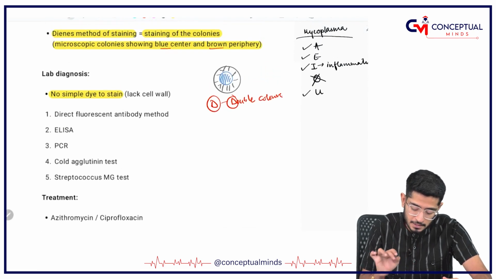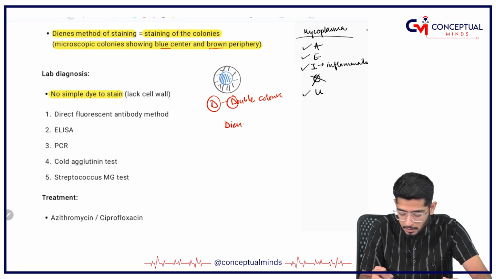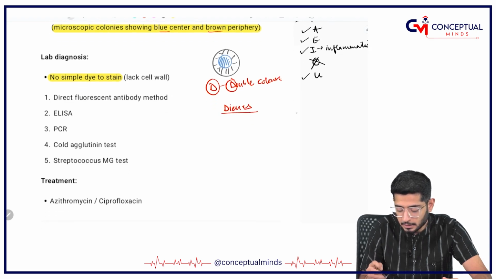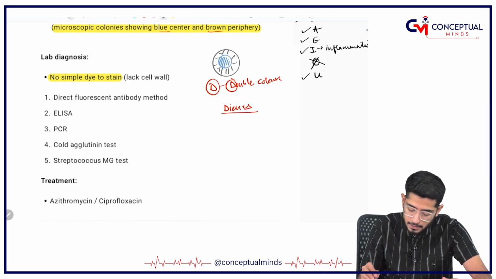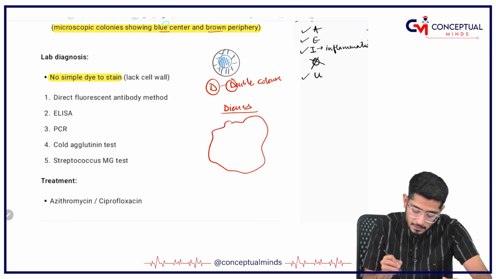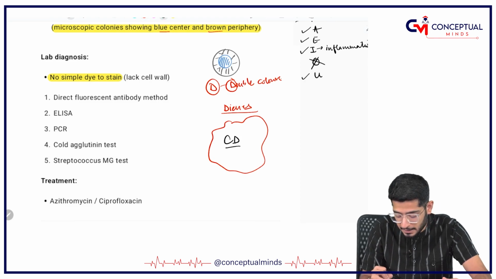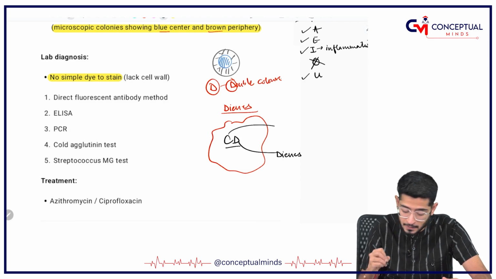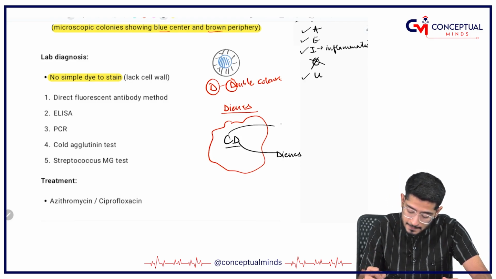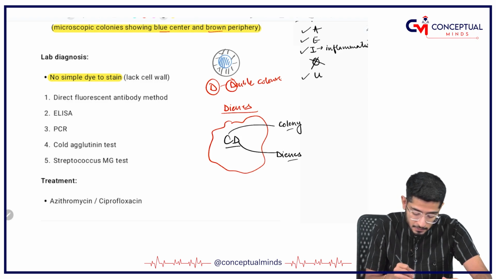So see why we are using Dines method. Dines method says that one organism you can't stain, but for example they are making a colony, so then you can stain it. So C and D come together. D for Dines method of staining, and C for what? Yes, C for colony is getting stained. So colony staining, Dines method of staining.